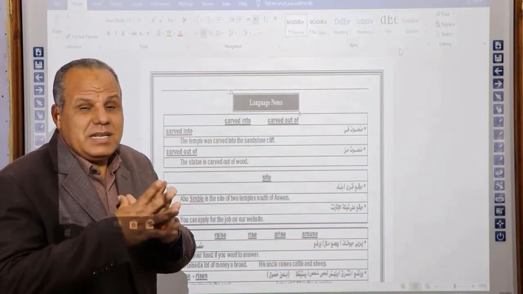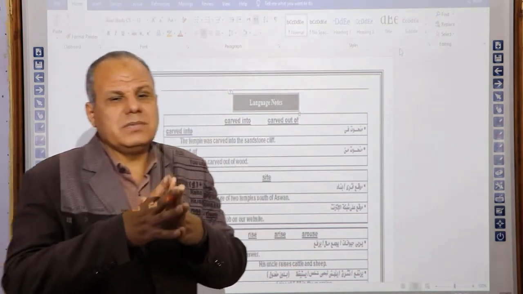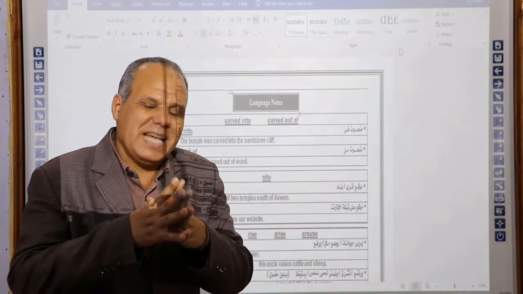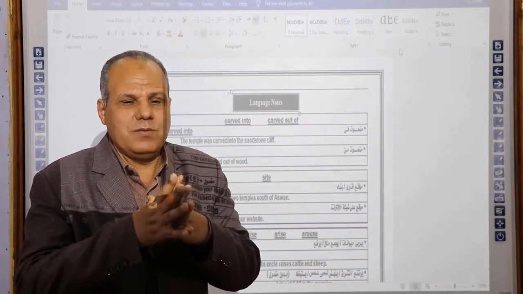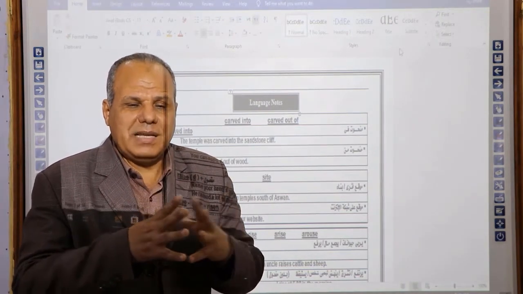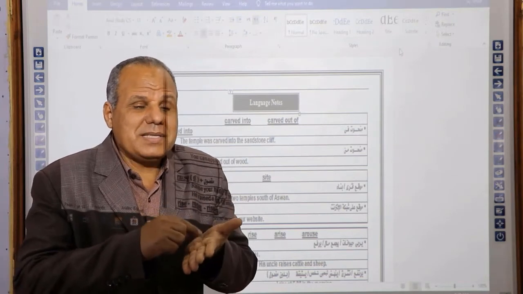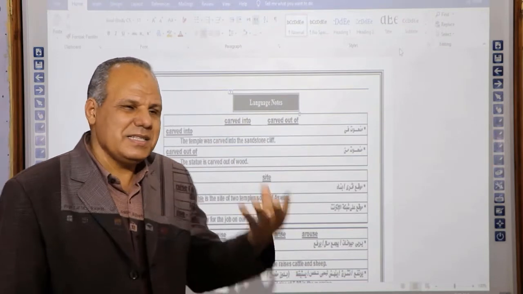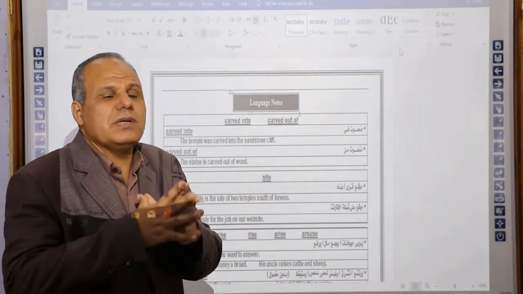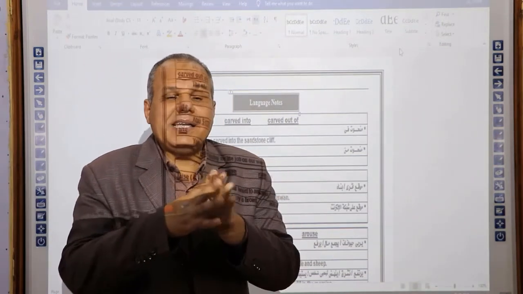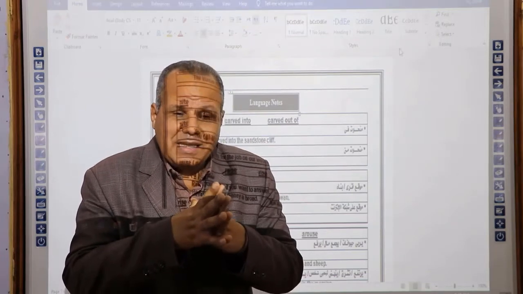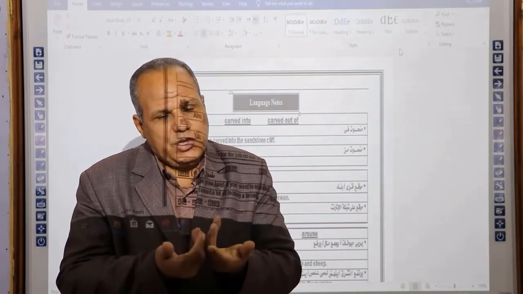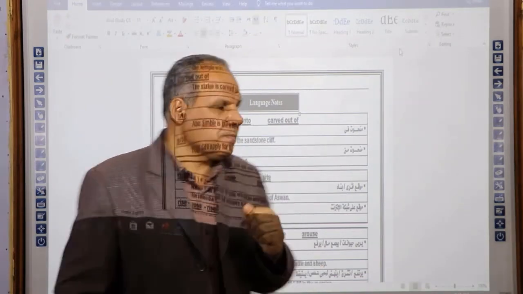Raise, that means in Arabic يرفع يده، يرفع صوته، يربي حيوانات أو ينفق مال. Regular verb يعني فعل منتظم. The past and the past participle we add D. يبقى raise, raised, raised. For example, raise your hand، ارفع يدك if you want to answer، لو أنت عاوز تجاوب.